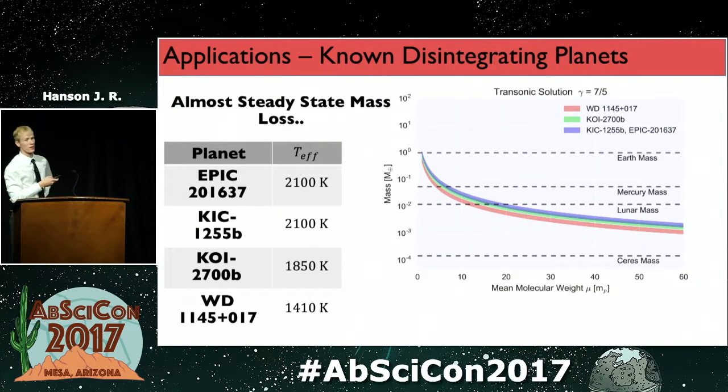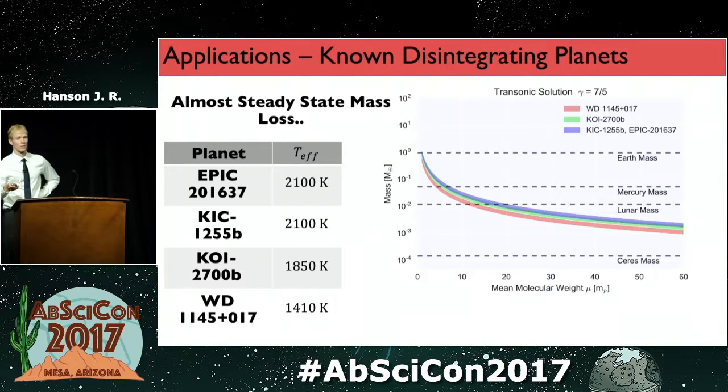But we do have these known disintegrating planets. These are low mass planets that exhibit almost steady state mass loss. And I say almost because each period they are continuously losing mass, but those small variations in transit depth show that it's not a perfectly steady state system. So this plot now, these colored regions show the solution space for those different planets. So I said there were 4, but 2 of them have the same effective temperature. So here I'm taking the surface temperature to be the effective temperature. And you can see this is the allowed solution space.